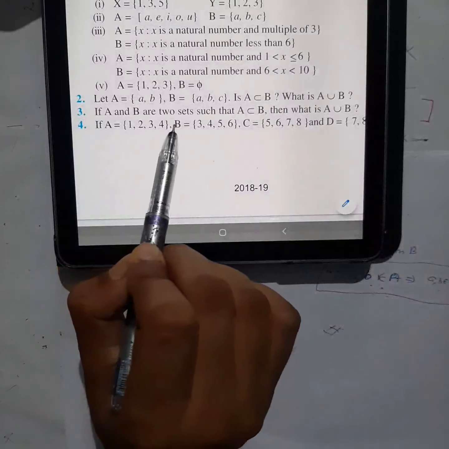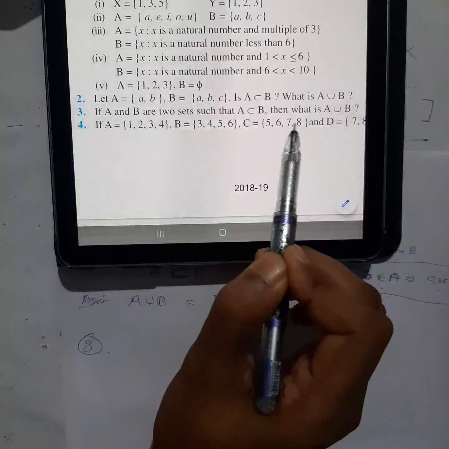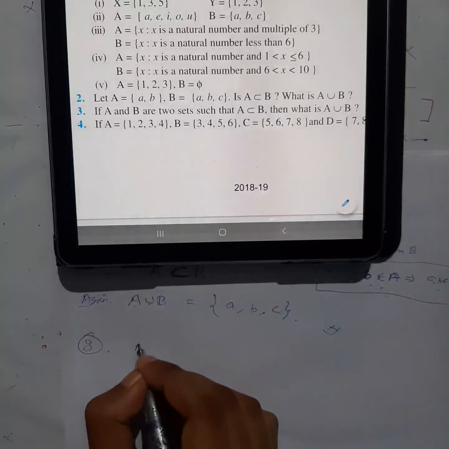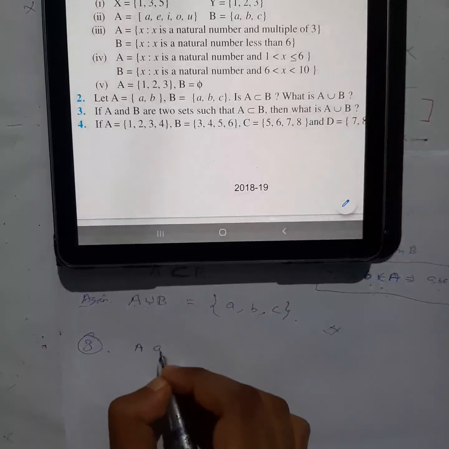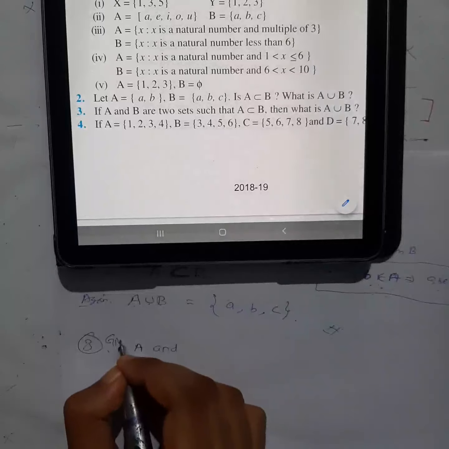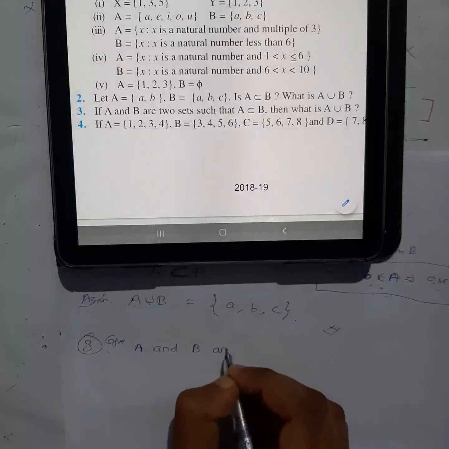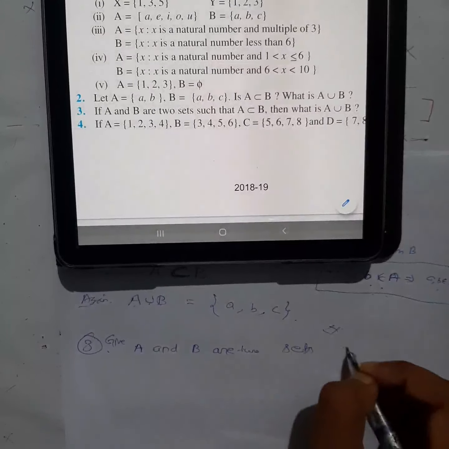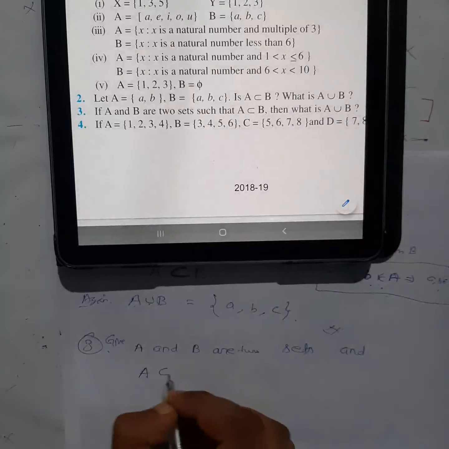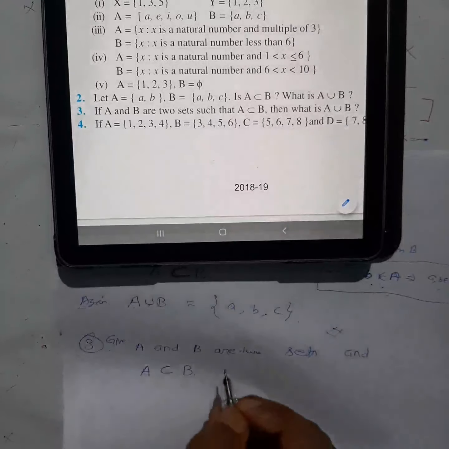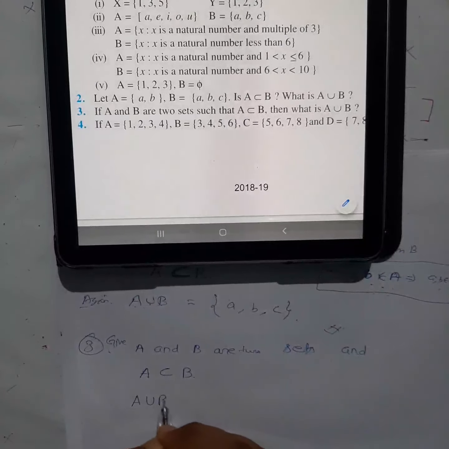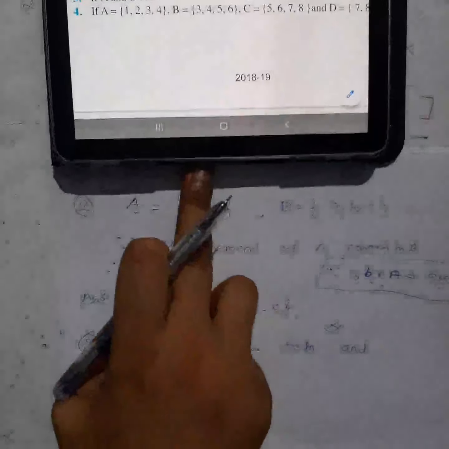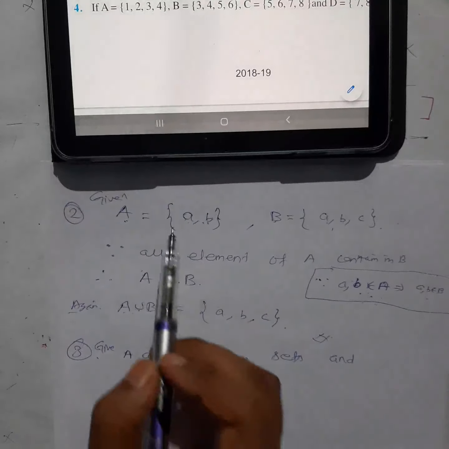If A and B are two sets such that A is a subset of B, then what is A union B? So see carefully. Given A and B are two sets, and A is a proper subset of B. Now they are asking what will be A union B. You can see from here only.